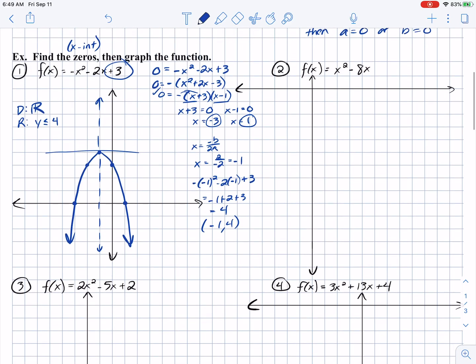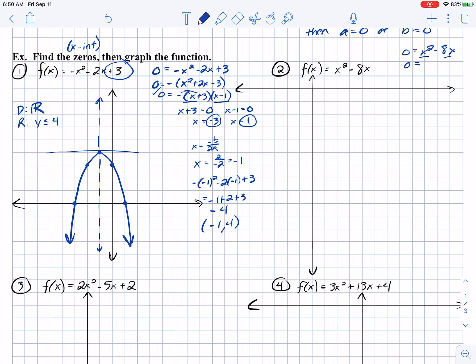Number 2, find the zeros. Set the function equal to 0 first. So 0 equals x squared minus 8x. Remember your first step in factoring. We only have 2 terms. The only way we can factor a binomial is if it's a difference of 2 squares or there's a GCF.